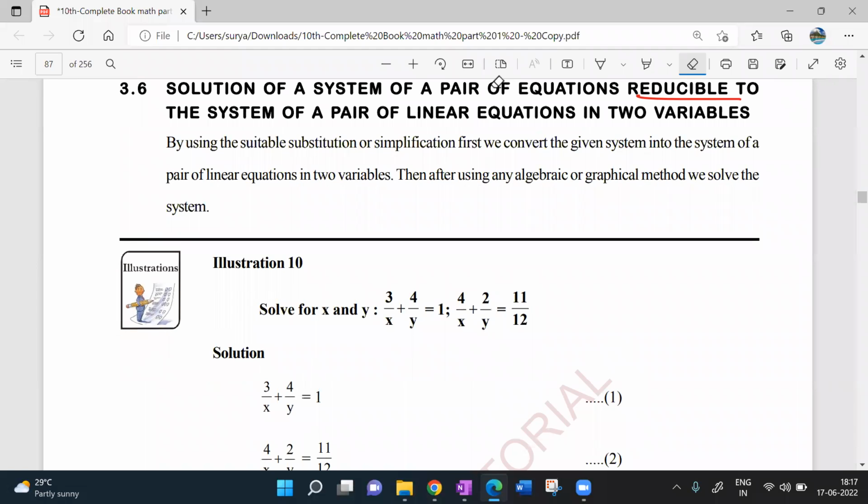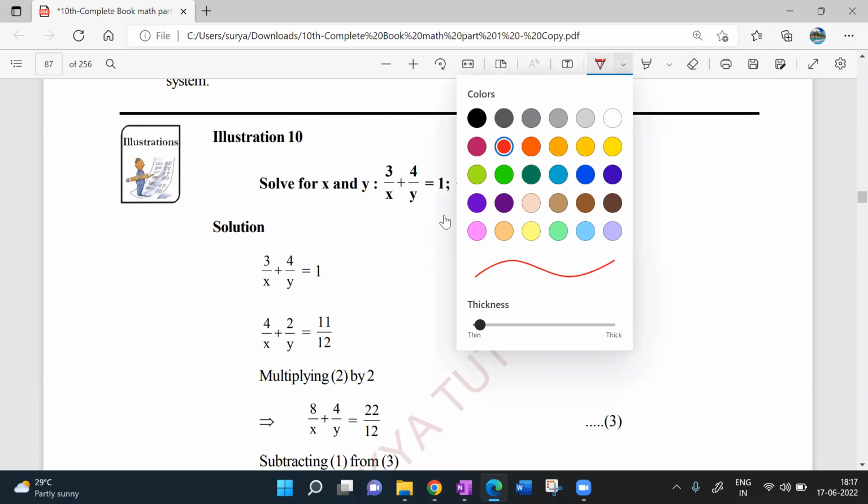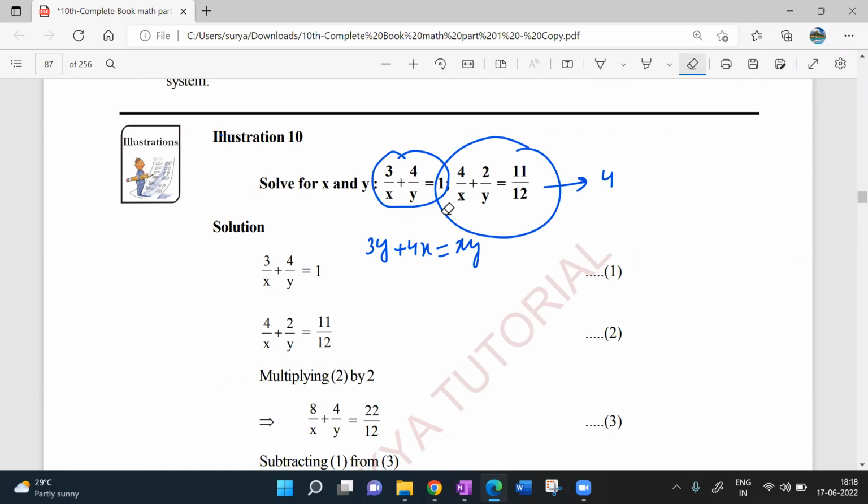Now we'll do one thing. Solve for x and y. Now how can we solve this, guys? This is one equation given, this is another equation given to you. First of all, let me modify the equation. 3y plus 4x is equal to xy. And how can I modify this equation? 2x plus 4y into 12 is equal to 11xy.